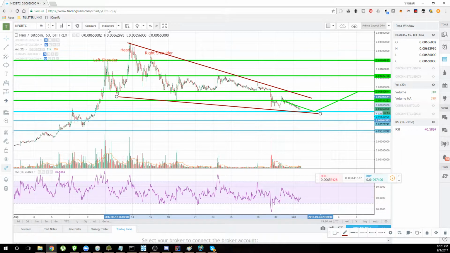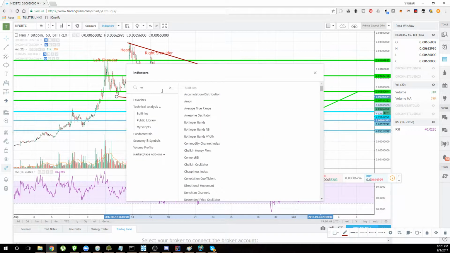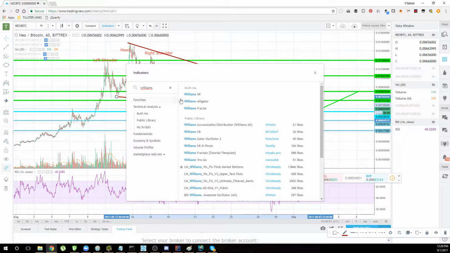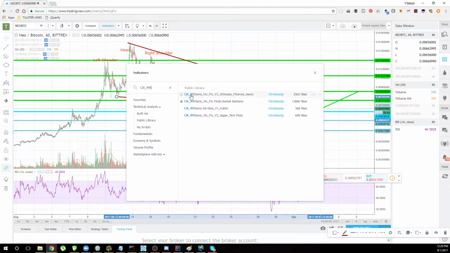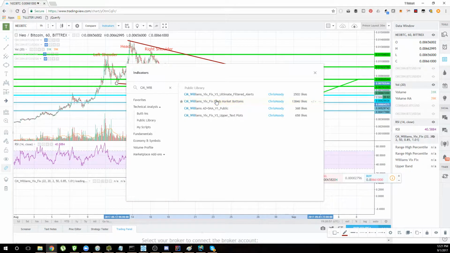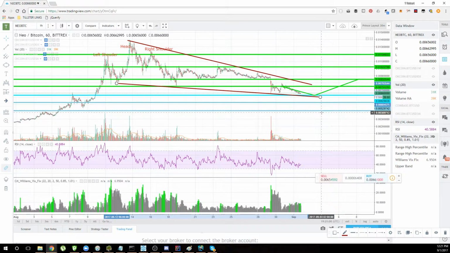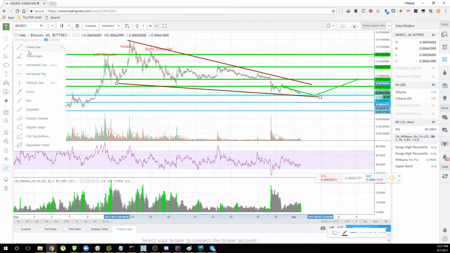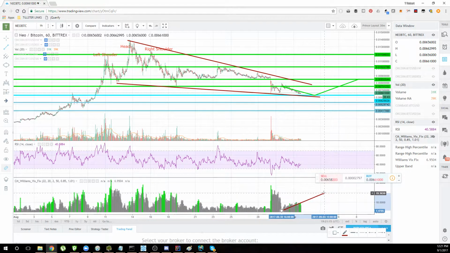Well, where's our Williams indicator? Can we predict that we're about to move up? It's the CM Williams finds market bottoms. Can we predict that we've had a slump and the market does not like this price, it is not really interested in it at this price, but is more interested in it at this price? Is this a prediction? Yes, absolutely a prediction.